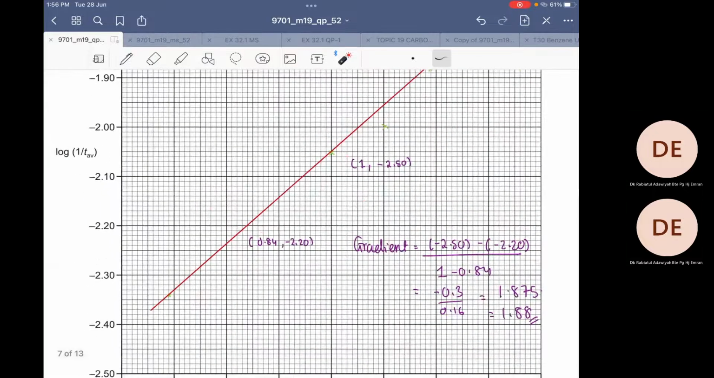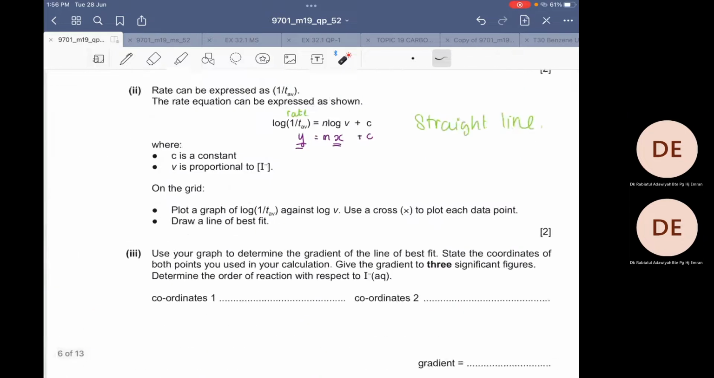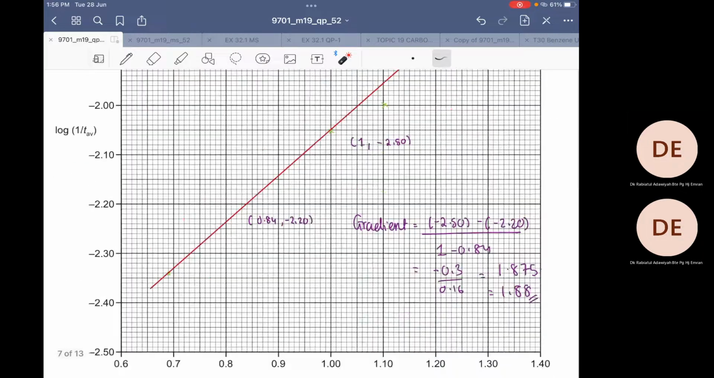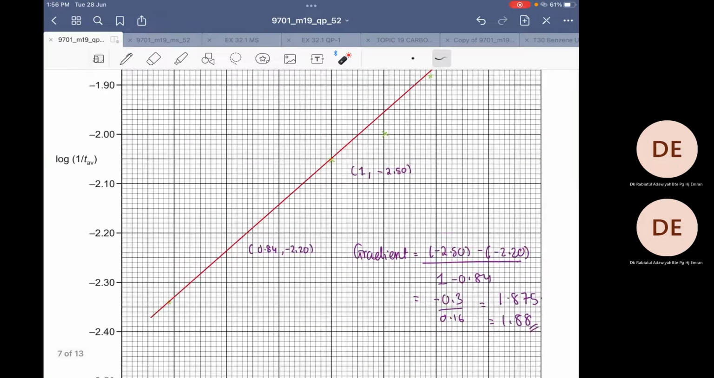What sort of gradient did you get? Because the next one, they want you to find the gradient, yeah, to three significant figures. Did you manage to find your gradient? What is it? Apple, what's your gradient?